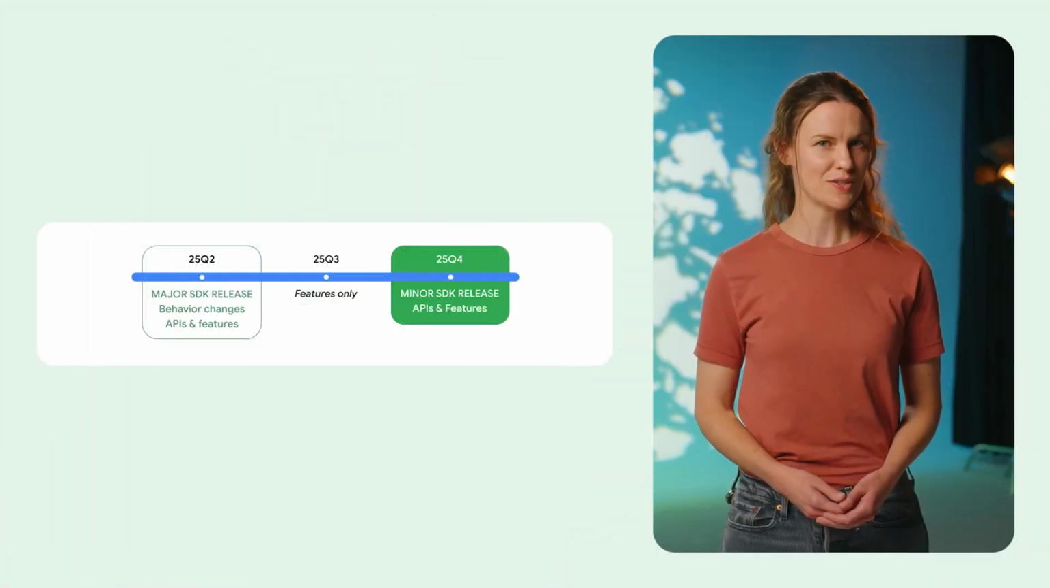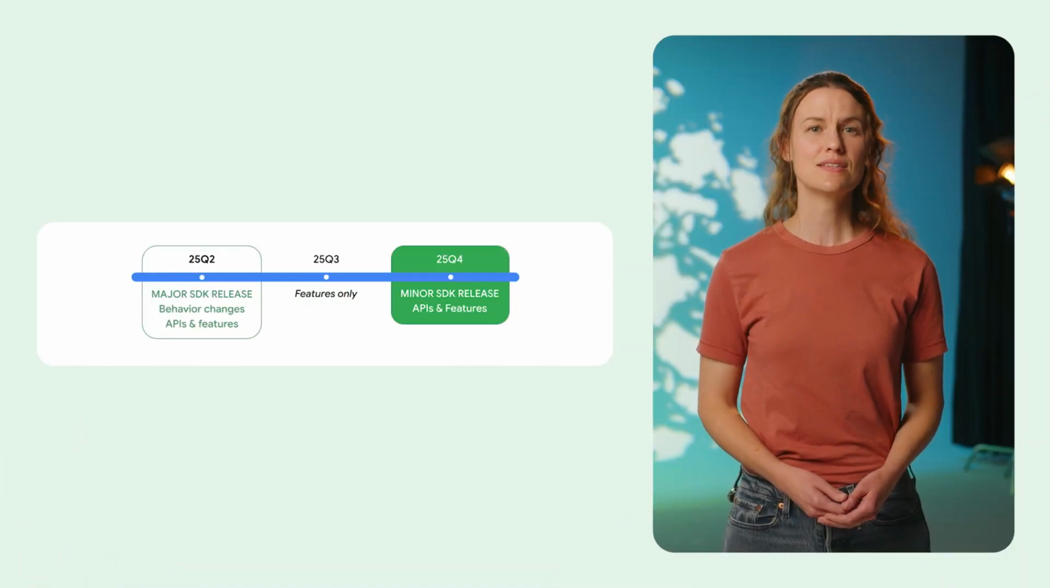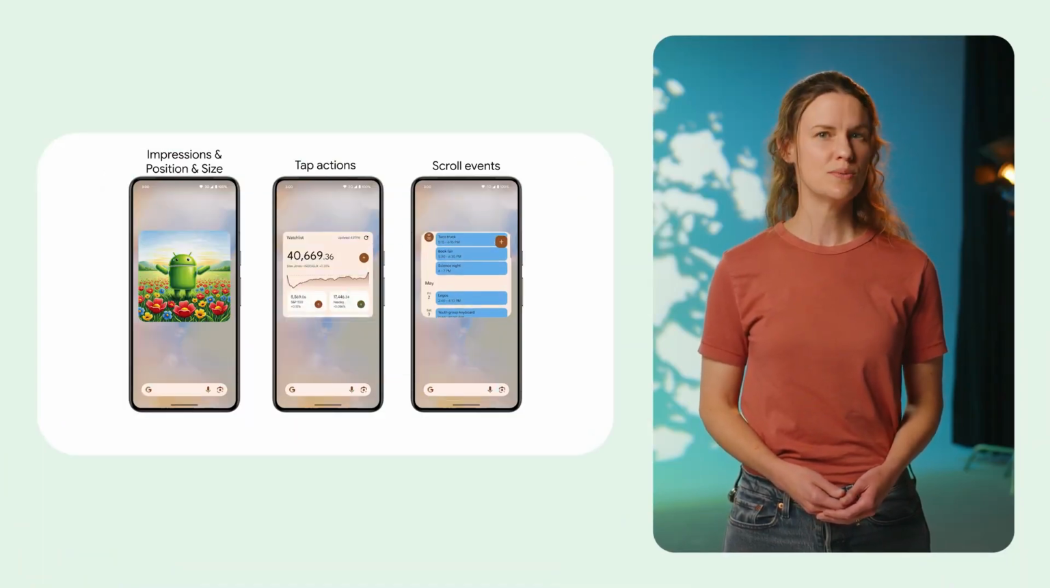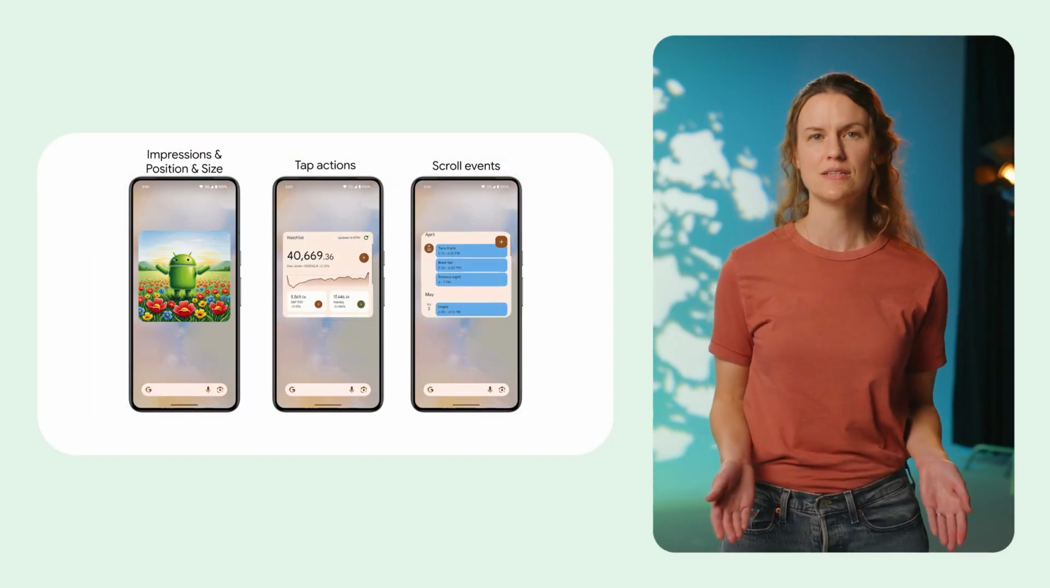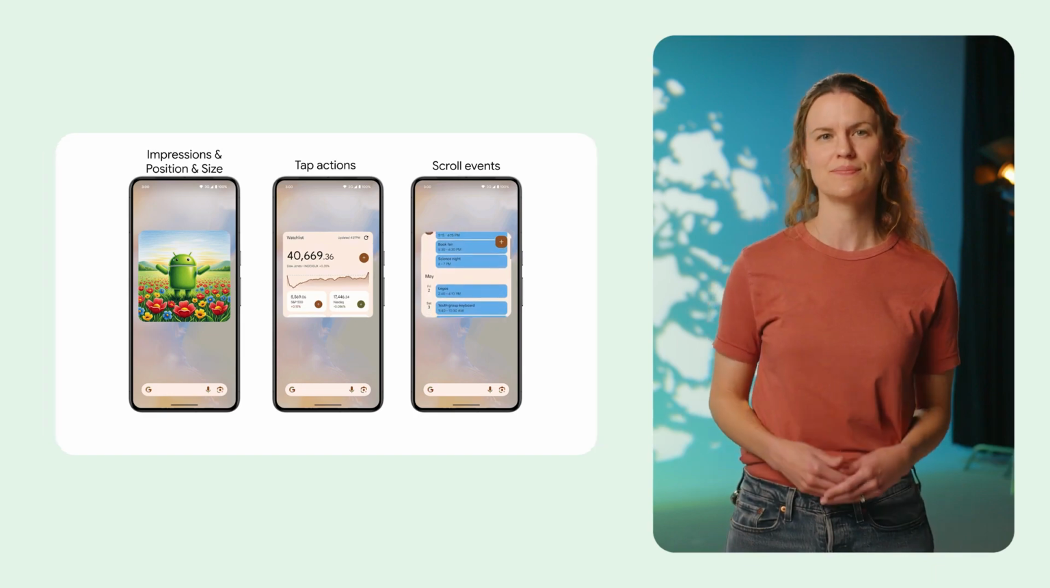Android 16 QPR2 Beta 2 is here. This introduces a minor SDK version and new features. You'll find new widget APIs allow you to measure widget engagement like impressions, tap actions, scroll events, size, and position.